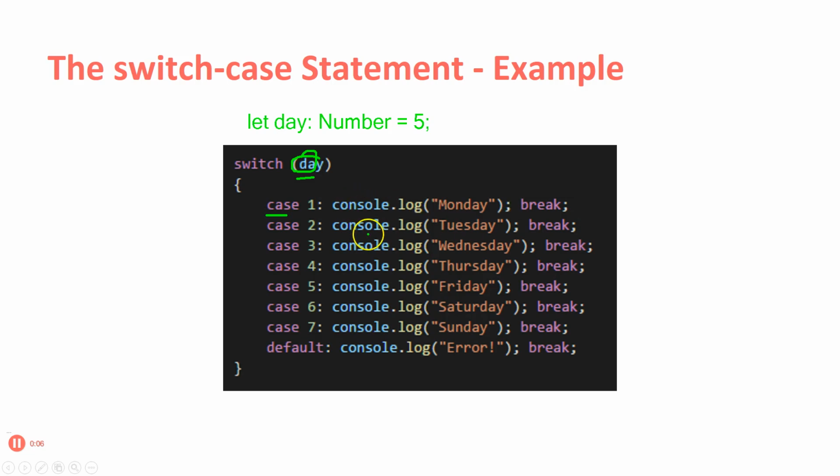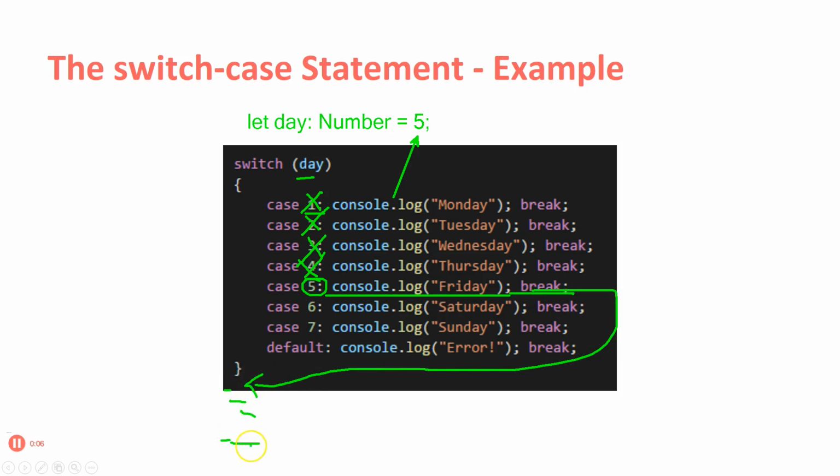So what will happen in that case? I'll check. Is actually day equal to 1? No, it's not. Alright, is it equal to 2? No. 3? No. 4? No. 5? Yes. Day is equal to 5. Then I'll print on the console Friday, break, and after break, this will go out of my switch statement and continue with code forward. But let's assume that we have a case where day is not 5, but it's 10.